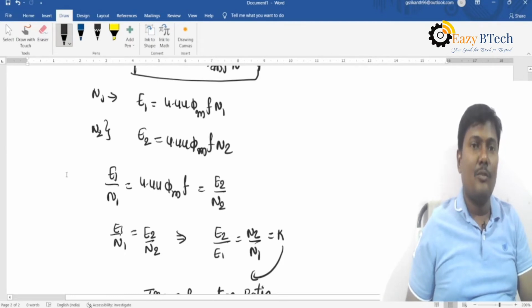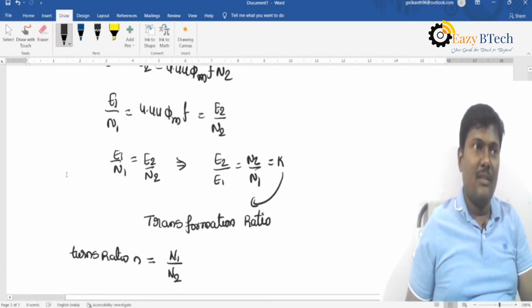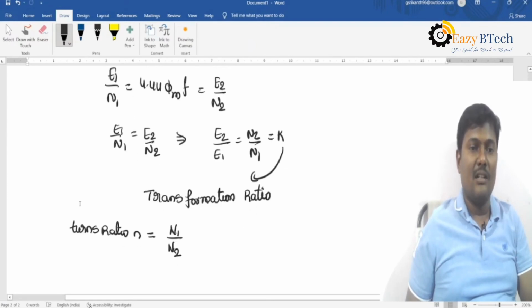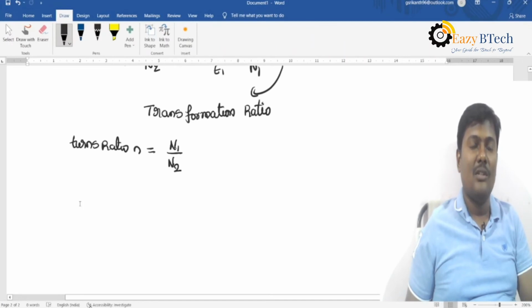E1 is equal to 4.44 into phi m into f into N1, and E2 is equal to 4.44 into phi m into f into N2, and E1 by N1 is equal to E2 by N2. Finally, this is very important: K is called the transformation ratio, and it should be equal to N2 divided by N1, equal to E2 divided by E1. The turns ratio is N1 by N2, and the transformation ratio is N2 by N1.